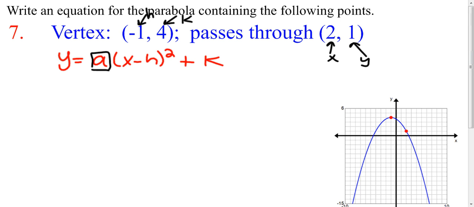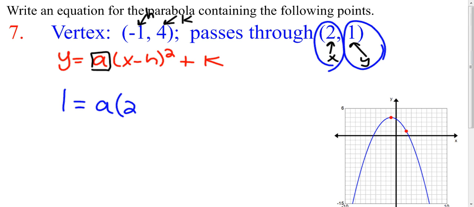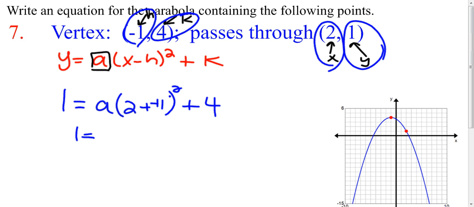All right, I know that over here, y is 1. I don't know a. I know that x is 2. I know that h is -1, so I will have minus -1, which of course becomes plus 1. And I know that k is 4. And so I can use that to figure out how to solve for a. Okay, so I have 1 equals a times (2 + 1), which is 3 squared, so a times 9.